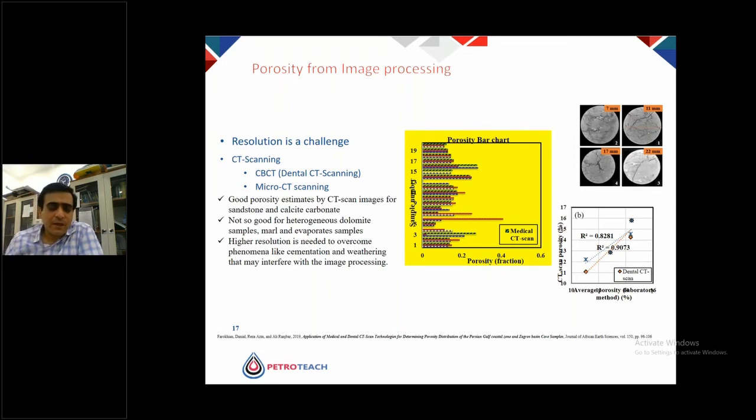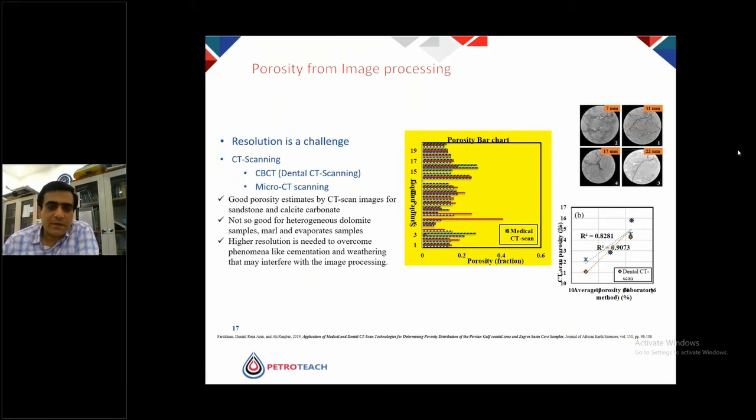Based on the observations, you can see that there is a good porosity estimate by CT scanning for sandstone and some calcite carbonates, but it is not so good for heterogeneous dolomite samples, marl, and evaporite samples. And we need higher resolution to overcome phenomena like cementation and weathering that may interfere with the image processing.